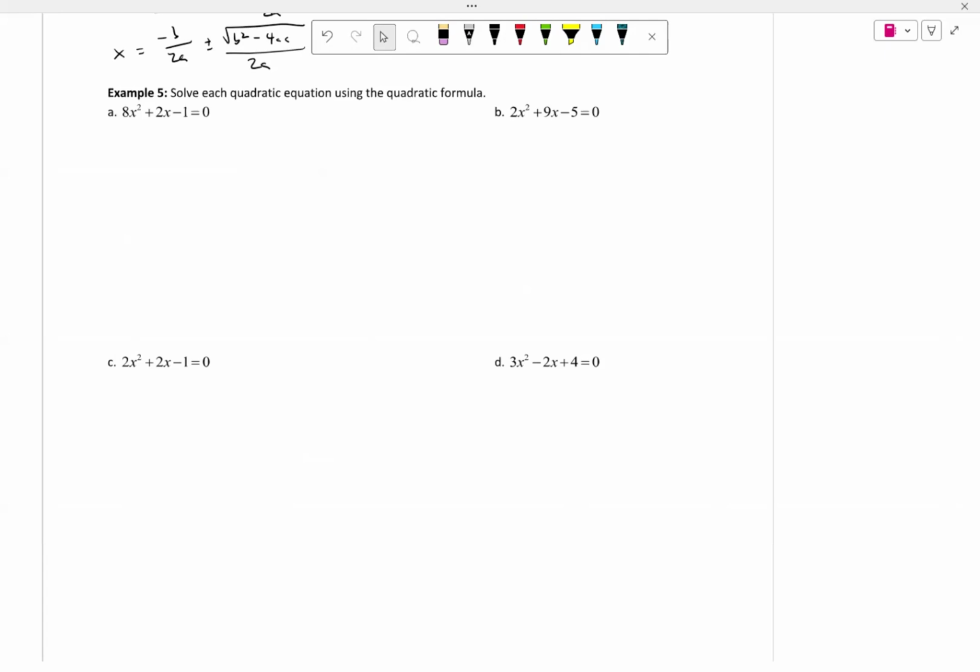We're about ready? Okay, then that's not quite ready yet. Are you completing the square for each one of these? I hope not.